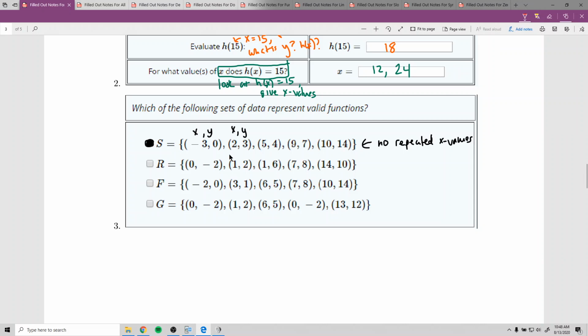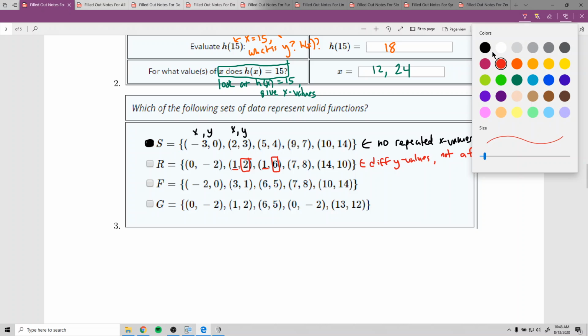The second one, we look and we see that there is an x value repeated and the y value is different. It's 2 and 6. So it's not a function. It doesn't matter the way it's written. It can be written as sets, it can be written as tables. All the rules are the same.